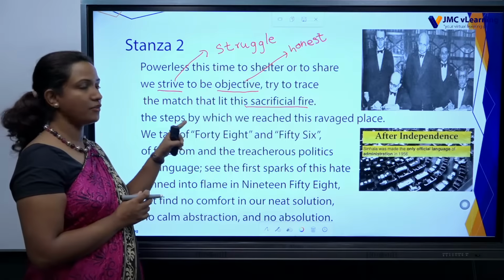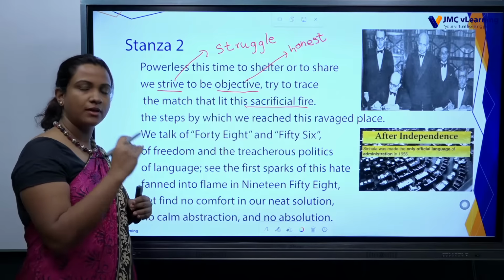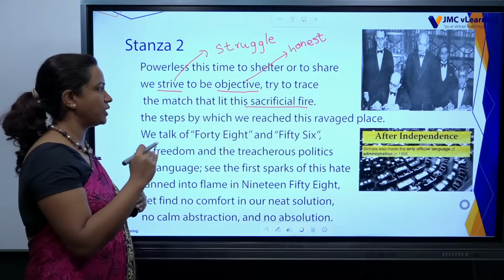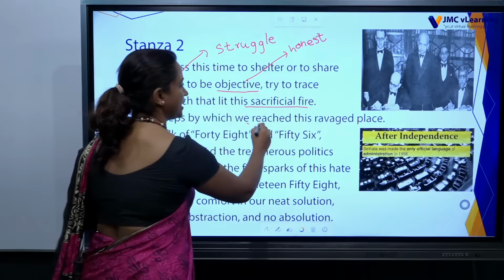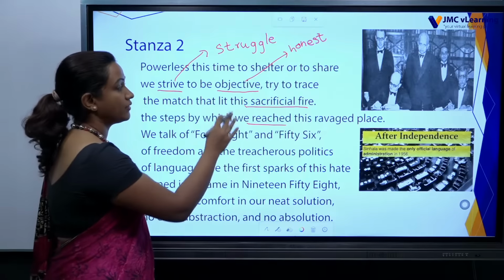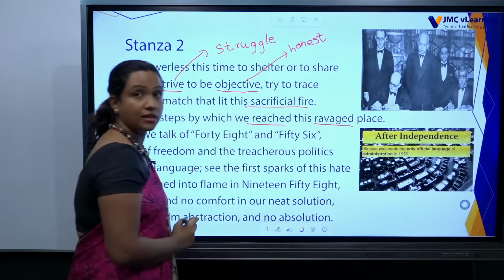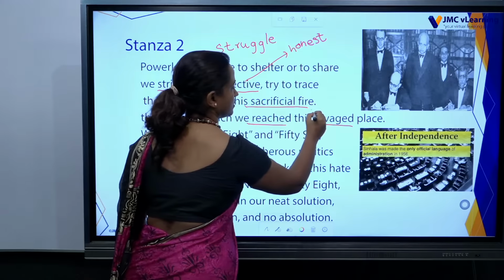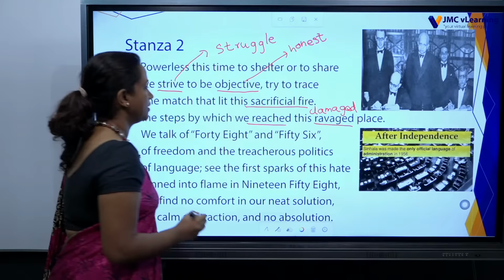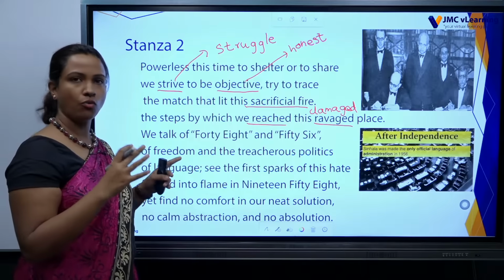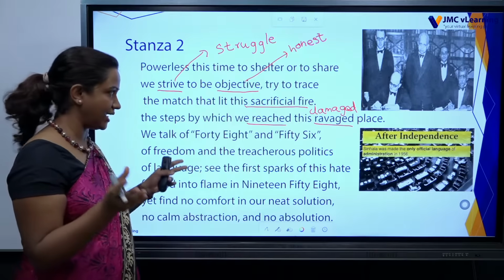The steps by which we reach this ravaged place. The steps, one by one, the steps we follow to reach, to move into, to go into this ravaged place. What is ravaged? Damaged. The steps in which we get involved to go into the damaged place, that is our Sri Lanka, the nation.